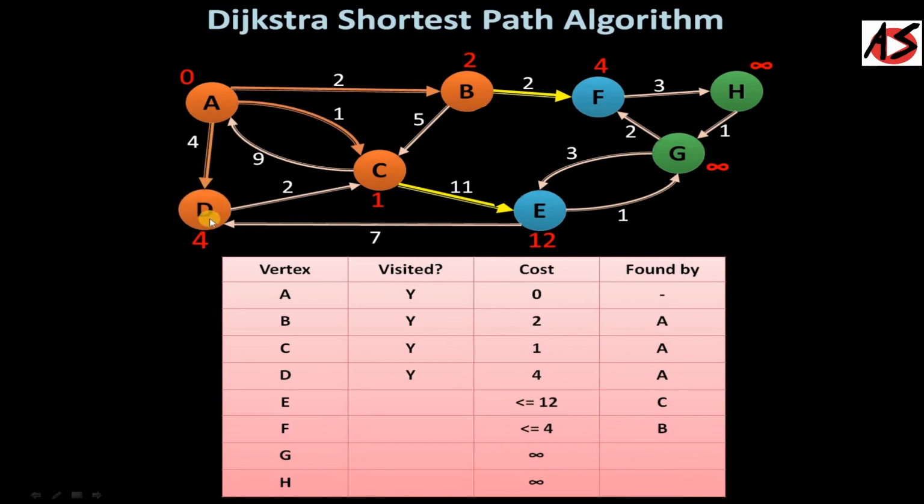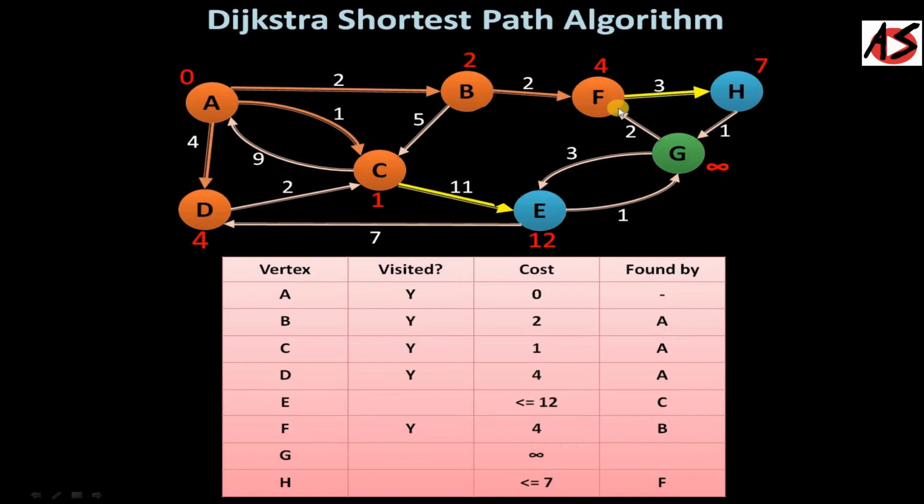And from D we are not exploring any new node. So straight away we are selecting the minimum cost node from F and E. So here we can select F because its value is 4 and it is less than 12, that is the cost of node E. So we will select the F node and mark it as a visited node.